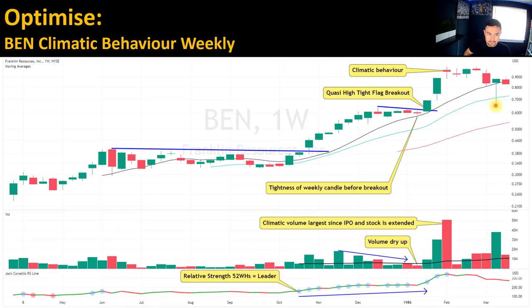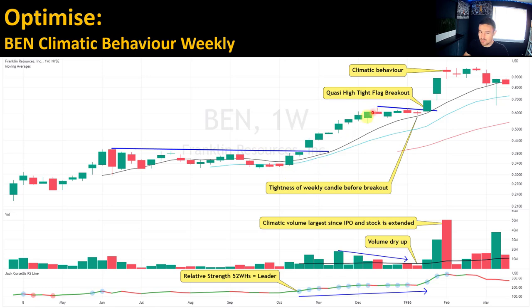Make sense? This is Ben Franklin. This is in the 1980s now, so he's trying to show you stocks from different regions to show you it's absolutely timeless. So here, it builds this basing type pattern. You could maybe call it a flat base, I suppose, but it's a decent sized base going from June to October. Okay, breaks out coming through in here, starts powering higher, you then get a quasi high tight flag.